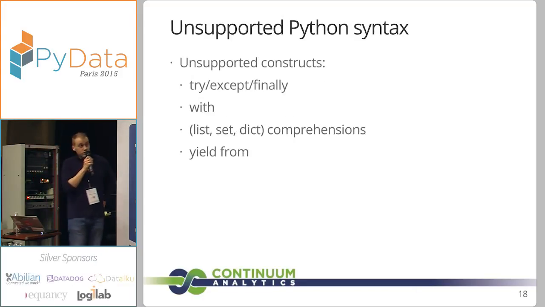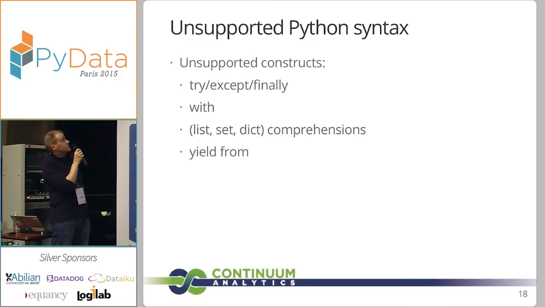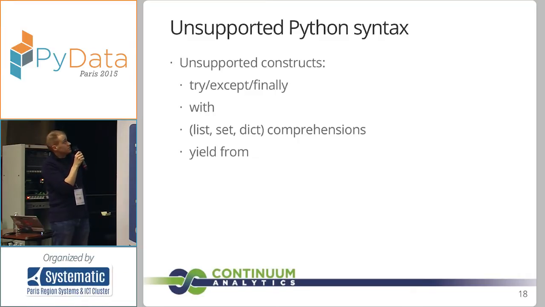So what we don't support as for syntax, as I said, we don't support catching exceptions. A consequence of that is that we don't support the context manager either. We don't support comprehensions generally, either list, set, dict, or generator comprehensions. And we don't support the new yield from syntax.